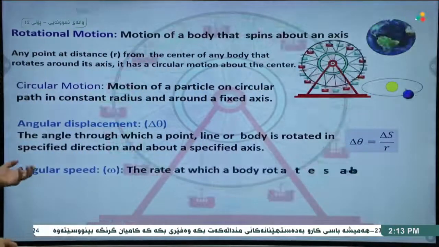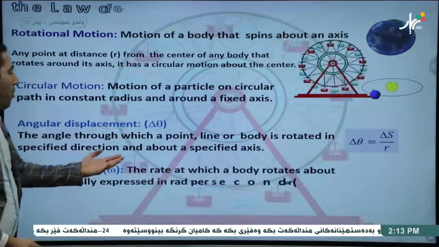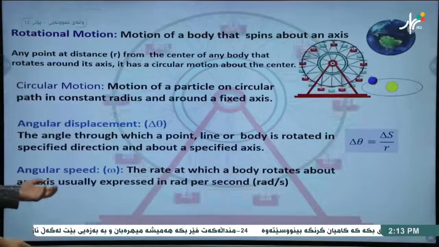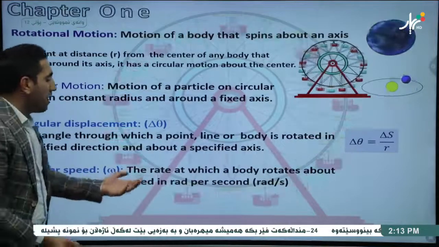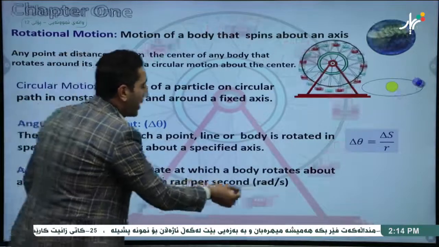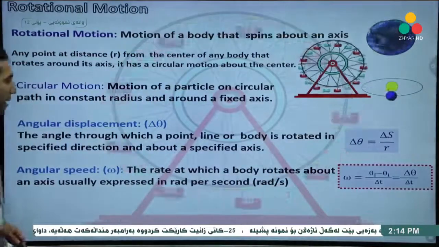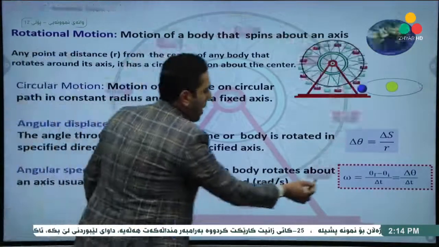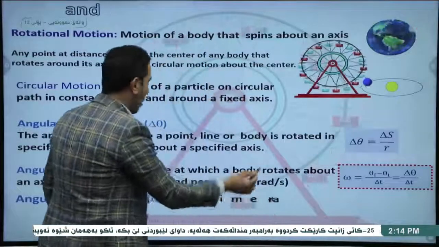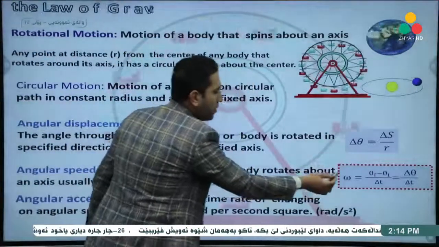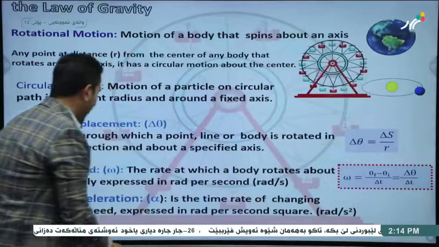And we talked about angular speed, the rate at which a body rotates about an axis, usually expressed in rad per second. Omega is the symbol of angular speed, and we say omega equals delta theta over delta t.